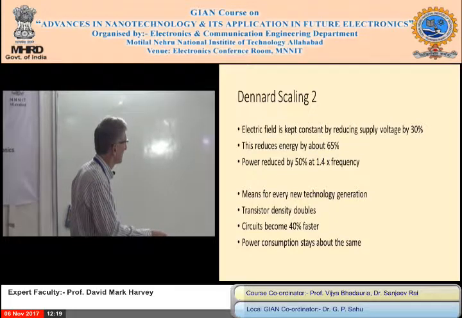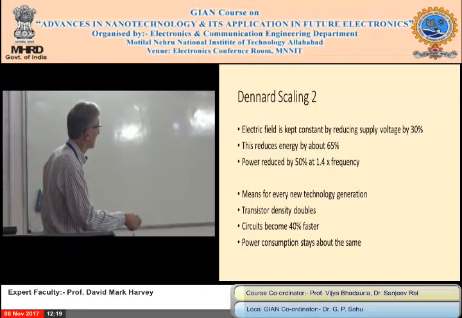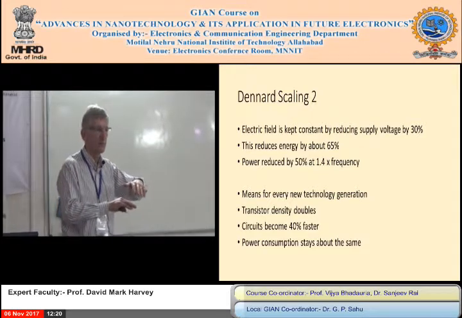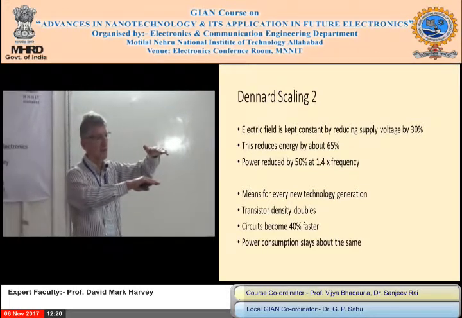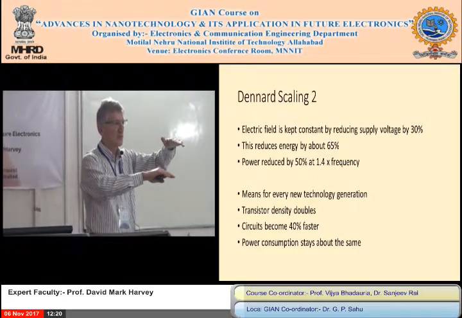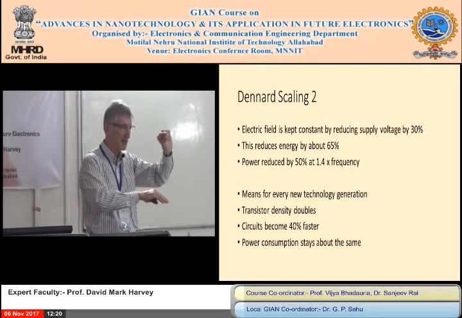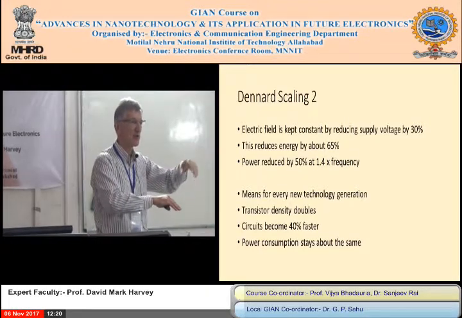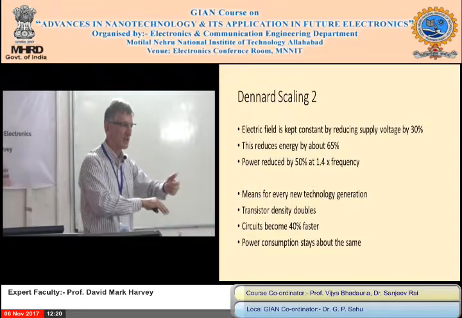But electric field stays constant by reducing the supply voltage. If you don't reduce the supply voltage, different problems are coming in. Supply voltage stays at 5 volts. It's to do with electric breakdown. You've got 5 volts, got a very small 10 nanometer junction. Work out the volts per meter, and you'll find it fully breaks down the silicon or the semiconductor material.